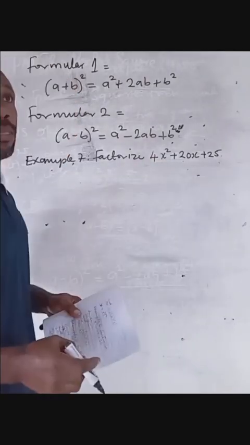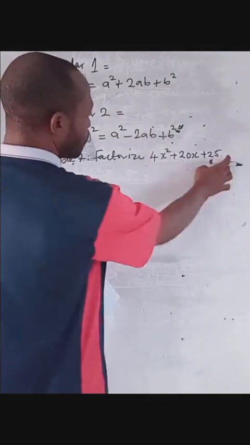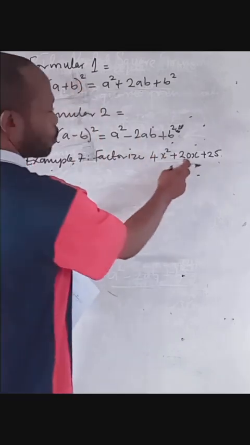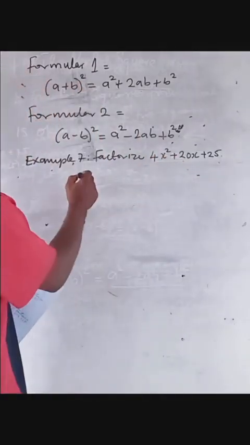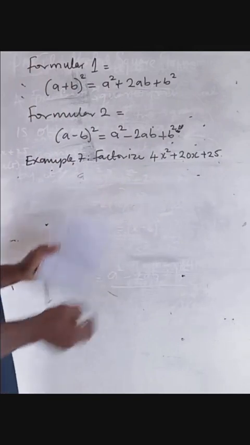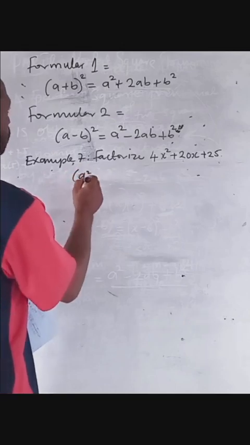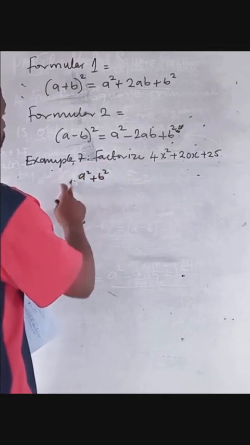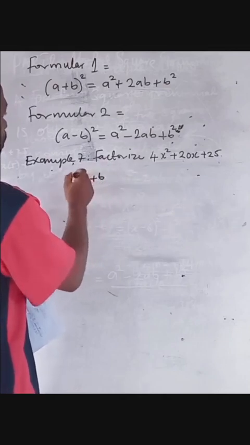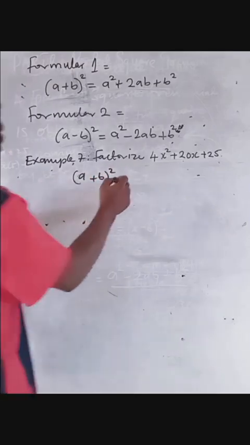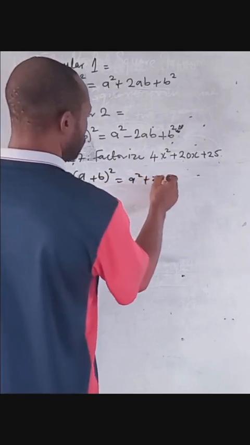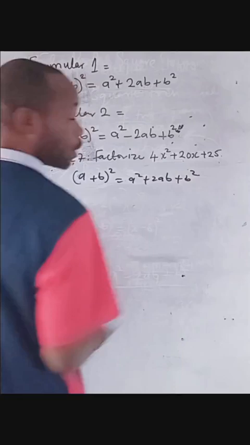Now, if you watch closely, you can easily see that the first formula applies to this expression. Therefore, a plus b squared is equal to a squared plus 2ab plus b squared.